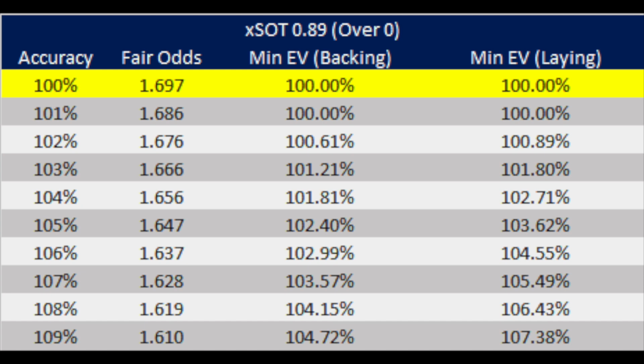If you're looking at backing, which I've classified as overs here, the EV you would be looking at is about 100%. And the unders is what I mean by laying. Because we're confident that the fair odds are completely accurate, you can bet at 100.00001% EV and you'll be okay. What about at 109%? That accuracy is the difference between fair odds of 1.69 and 1.61. Meaning that if we're backing overs at an EV of 105% or more, that's enough to account for the margin of error in this data set.